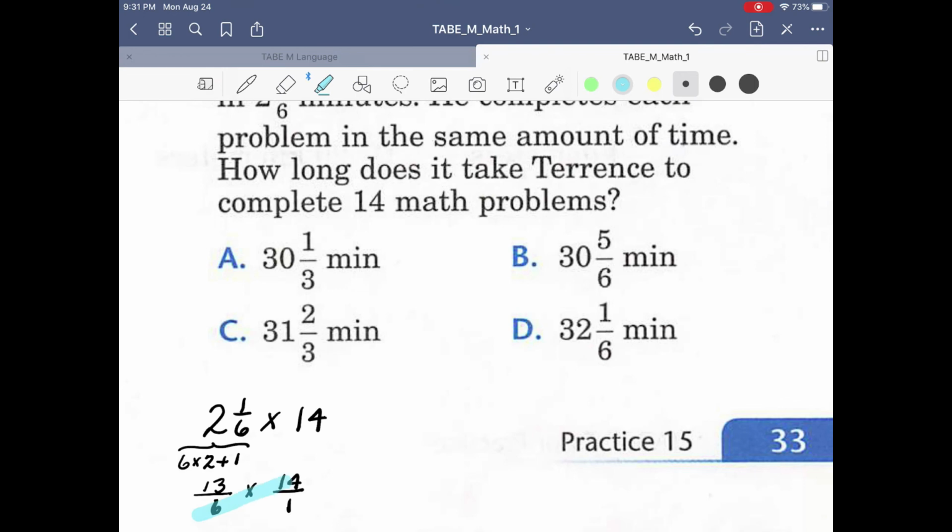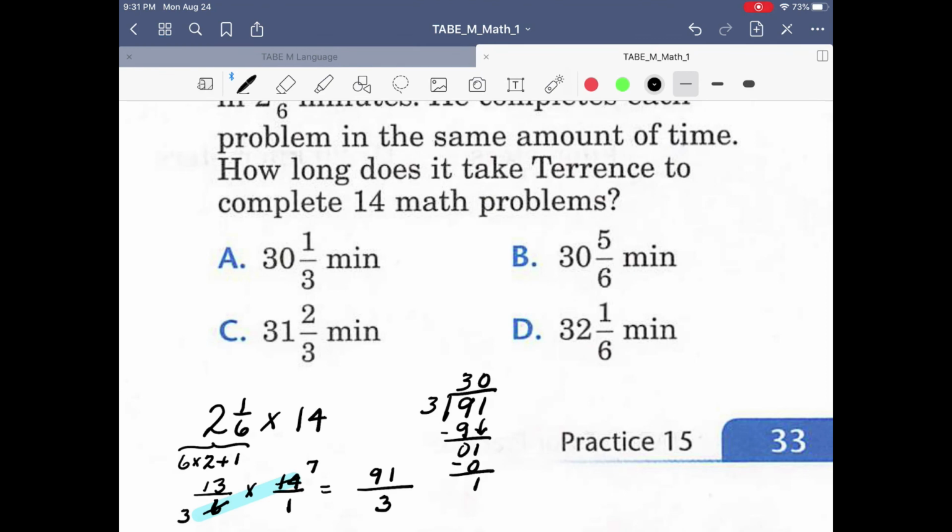And I can do some canceling right here. 2 into 14 is 7, 2 into 6 is 3. So we end up with that 3 on the bottom. And then 13 times 7 is 91. And I'll divide 91 by 3. And that's going to be 30 times with 1 left over. So 30 1/3 should be the answer. And that is A.